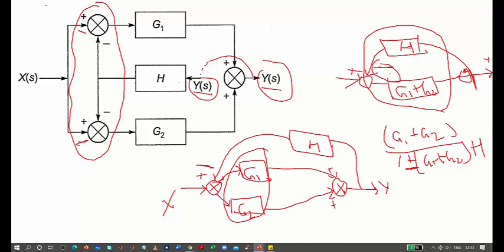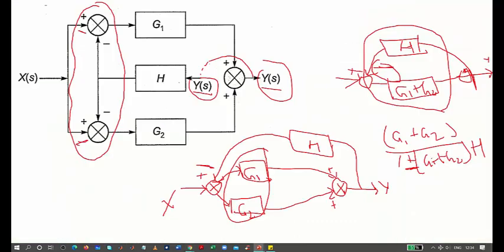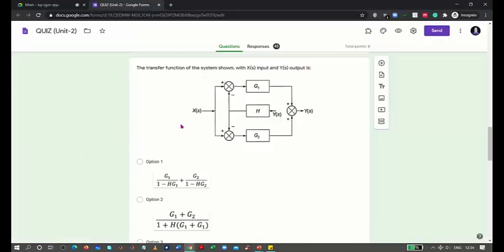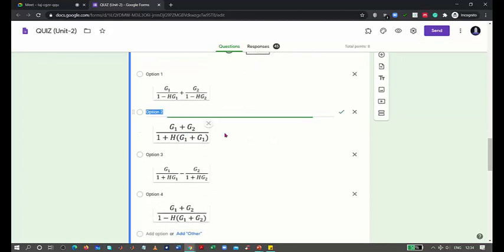And I told you that you are going to alternate the sign. If you have this as negative, this will be taken as positive. If you have this as positive, this will be taken as negative. So the correct answer for this question was G1 plus G2 upon 1 plus G1 plus G2 into H. So option 2 was correct.